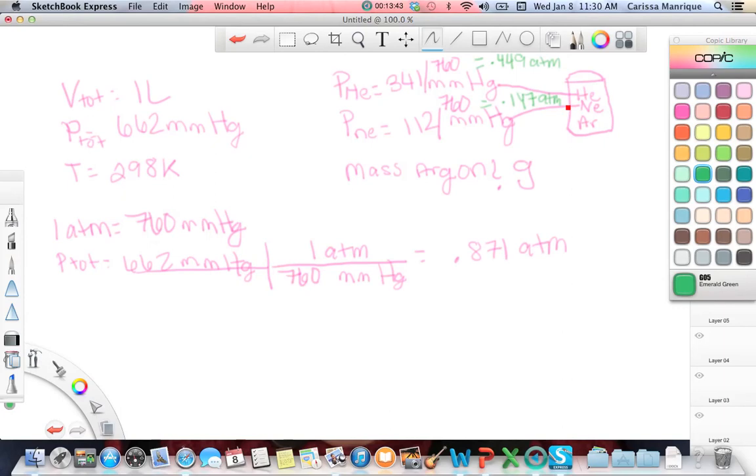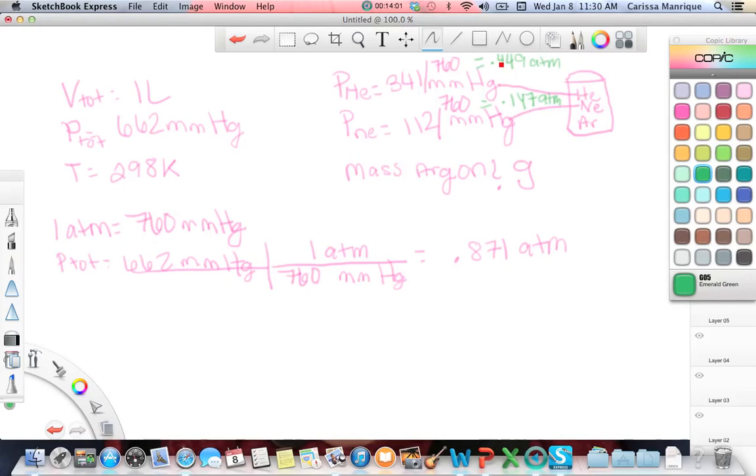Okay, so let's see what we have here. We're trying to find grams of this. One thing is, it gives us all the pressures of these except for argon, so more than likely we're going to have to figure that out. Okay, and we need to get to grams. So let's see what this gets us.